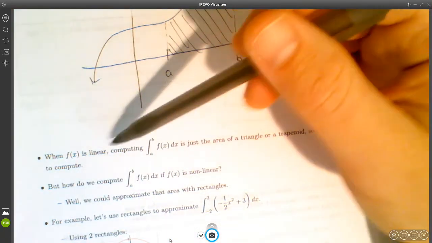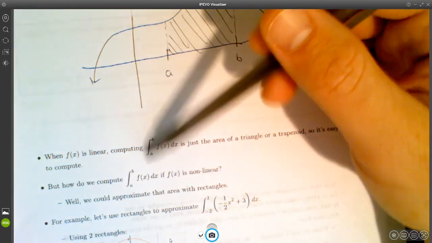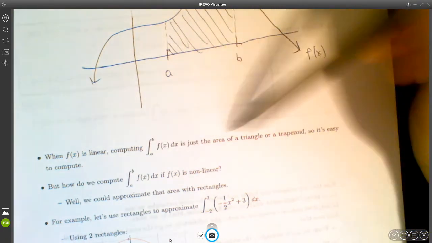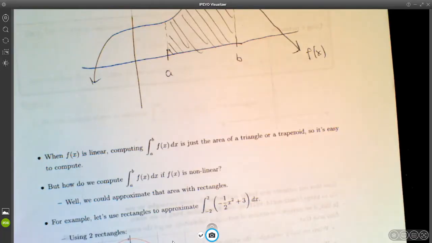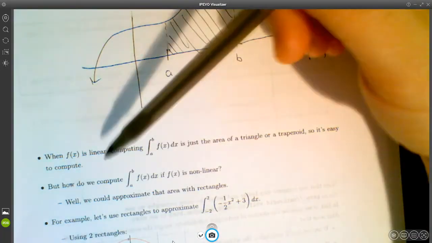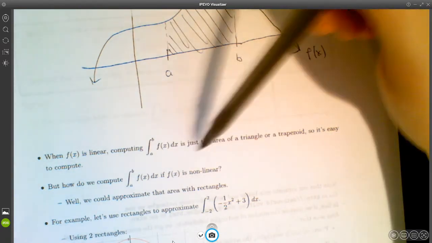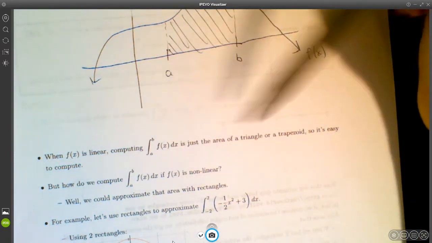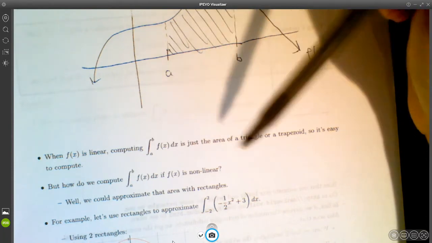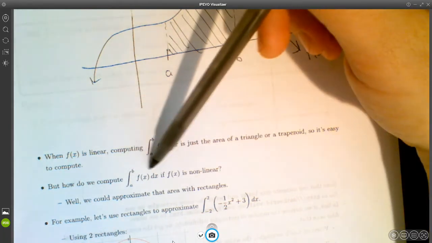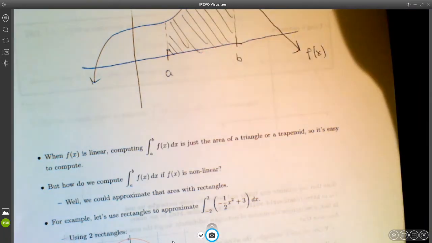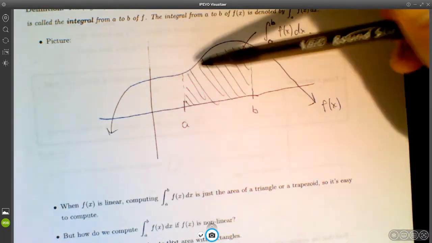Now, when f of x is linear, computing this integral is just the same thing as finding the area of a triangle or a trapezoid. Okay, we're back. So yeah, we just get a trapezoid or a triangle if f of x is a linear function. So those aren't really all that interesting to look at. But what we would want to look at is, what do we do when f of x is nonlinear, right? So what do we do if f of x is nonlinear like this?